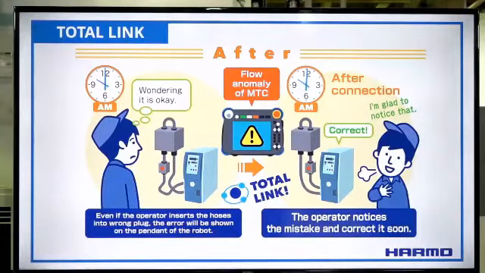With this function, you don't produce any defective products and lose your time. You can quickly notice the mistake and fix it and get back to the correct production.